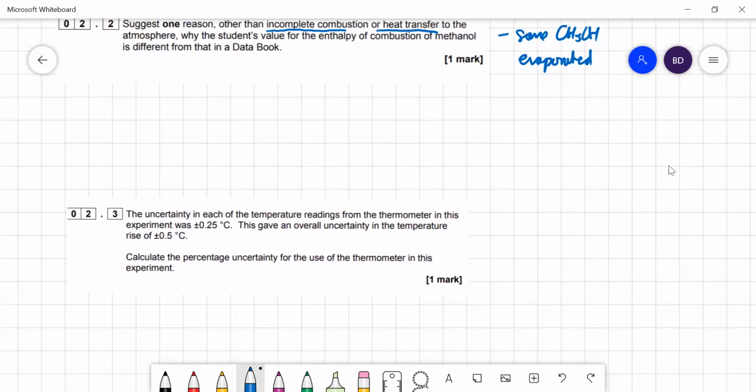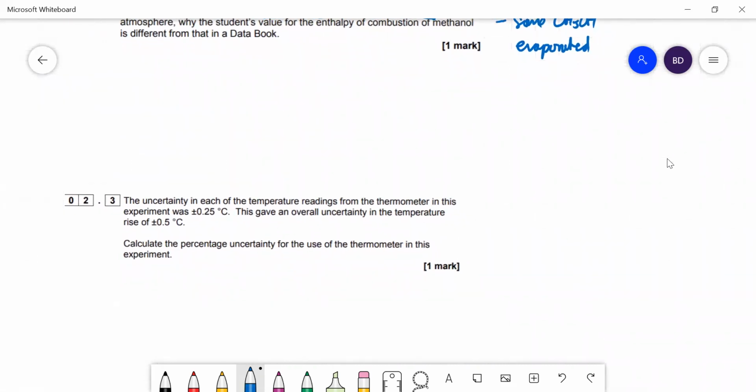Right, here's about experiments and uncertainty. The uncertainty in each of the temperature readings was 0.25. This gives an overall uncertainty of 0.5. Calculate the percentage uncertainty. Well, delta T, it told us earlier on, was 38 degrees C. So that's going to be a pretty small error. So error is going to be the uncertainty, 0.5, over the measurement, 38, multiplied by 100.